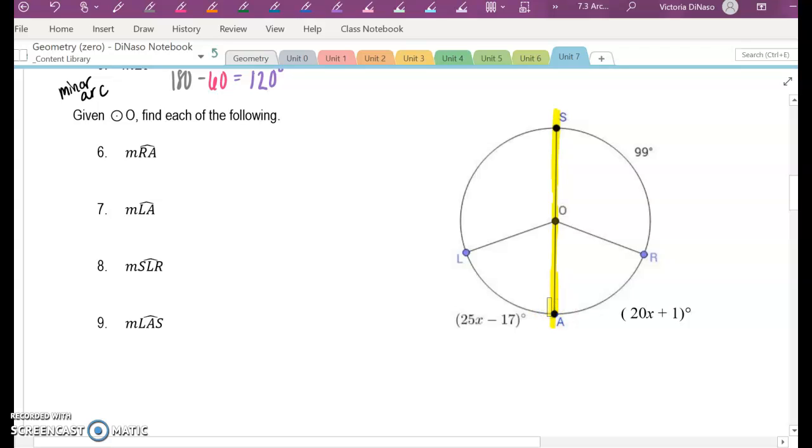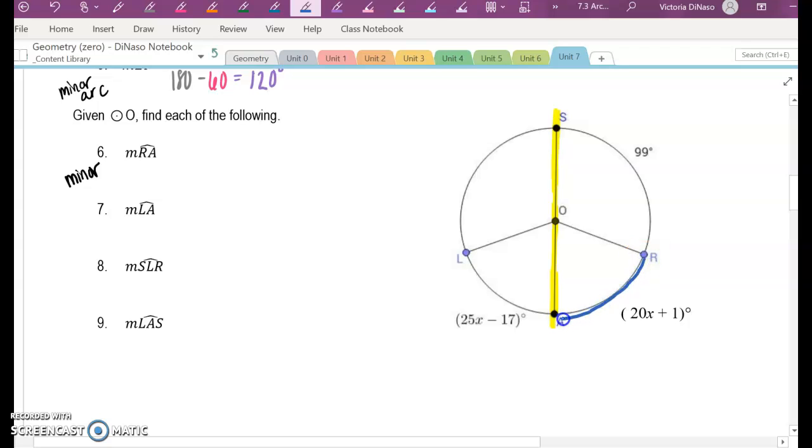We have that segment SA. So now the diameter splits up the circle into 2 semicircles. The first one that we have, number 6, it says the measure of arc RA. So I'm going to go the shorter distance. This is a minor arc. And this minor arc is right here.